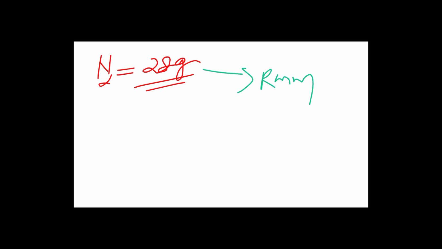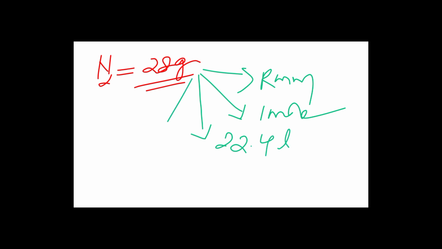Next, nitrogen. Nitrogen, as you know, the molecular weight is 28 grams, isn't it? The 28 grams of nitrogen is equivalent to its RMM, and this 28 grams of nitrogen is called 1 mole of nitrogen. This 28 gram of nitrogen will occupy 22.4 liters at STP, and this will contain 6.022 into 10 raised to 23 particles, ions or molecules. I hope this basic is clear now.